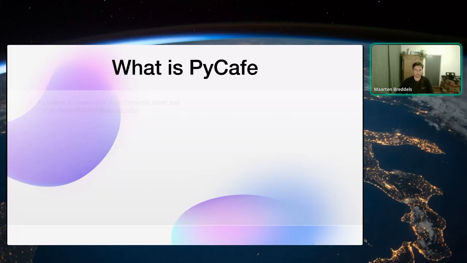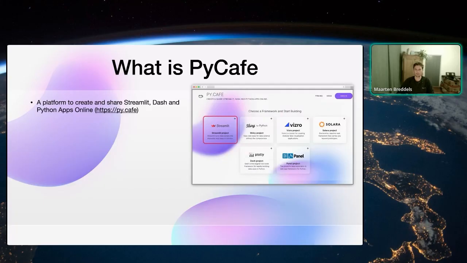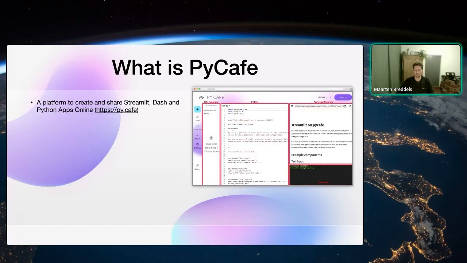So, what is PyCafe? It's a platform to create and share Streamlit, Dash, and other Python apps online. If you go to PyCafe, you will see these tiles for each framework, and you click, for instance, on the Streamlit tile, and what you see on your screen is a file browser where you can add new files, drag in files. You see an editor that you can use to edit the file. You see a terminal for print statements and other output, and you see a preview browser.